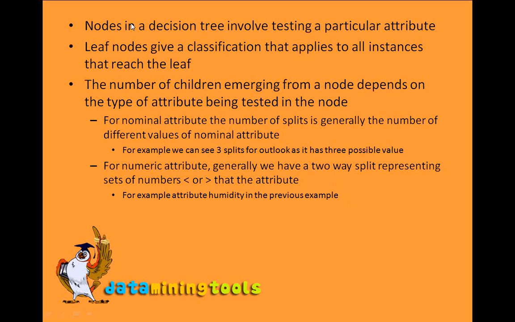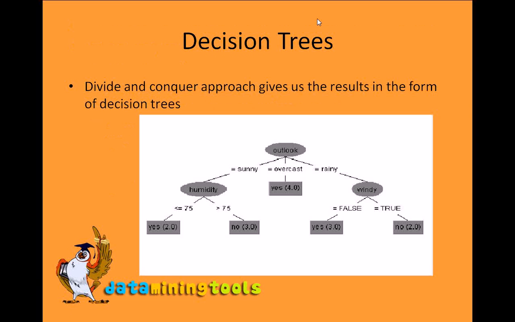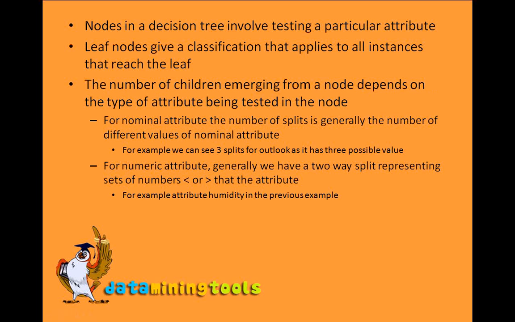So basically, again, what we just told you: nodes in a decision tree involve testing a particular attribute. Leaf nodes give a classification that applies to all instances that reach that leaf, and the number of children emerging from a node depends on the type of attribute being tested in the node. For example, here we have a nominal attribute outlook, which can have three values, that is sunny, overcast or rainy, and since it has three values, therefore it can branch into three. And for a numerical attribute, we can have various numbers of branches, but usually we have two branches, where one branch is less than or equal to, and the other one is greater than a specific numerical value.